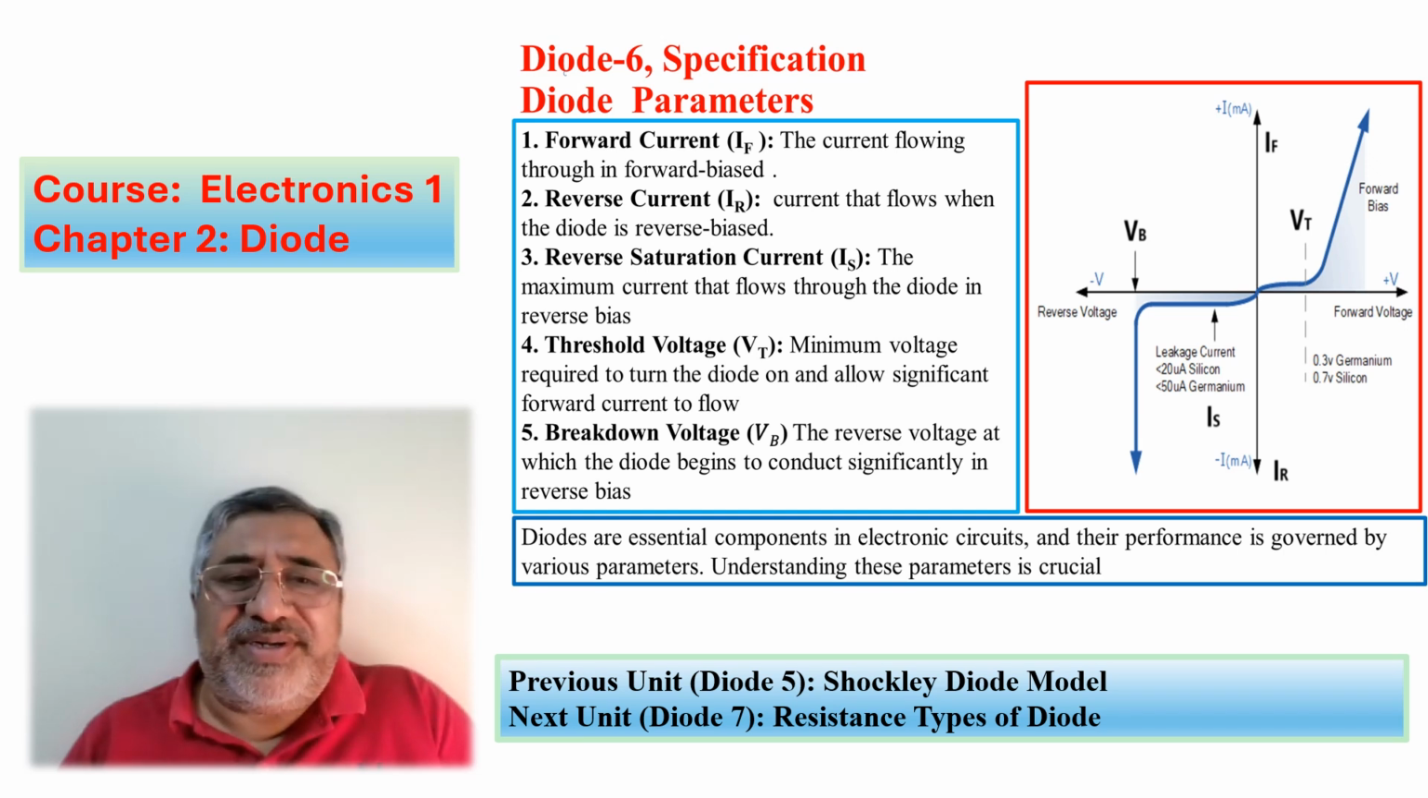Now we discuss breakdown voltage. The reverse voltage at which the diode begins to conduct significantly in reverse bias we consider as the breakdown voltage. Generally, this voltage leads to serious potential damage unless the diode is designed for a specific purpose, just like a Zener diode.